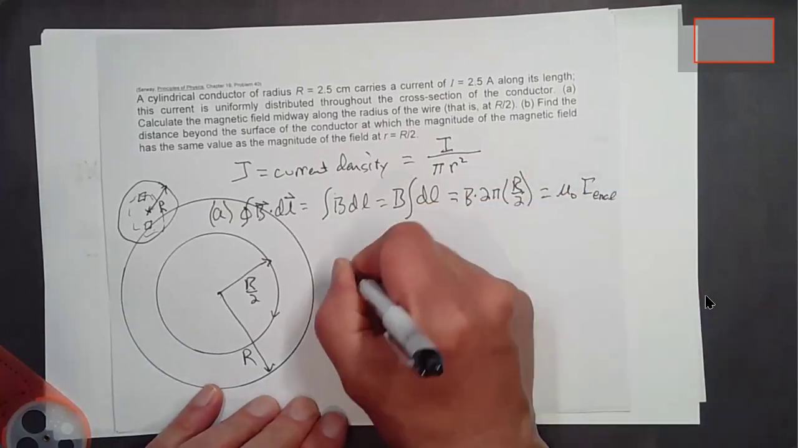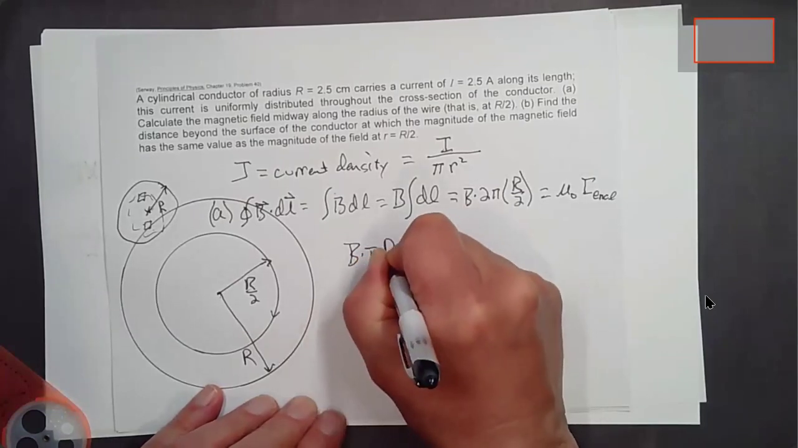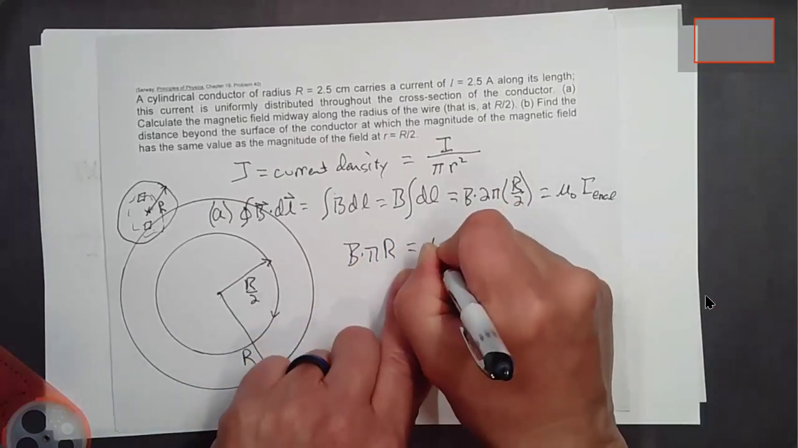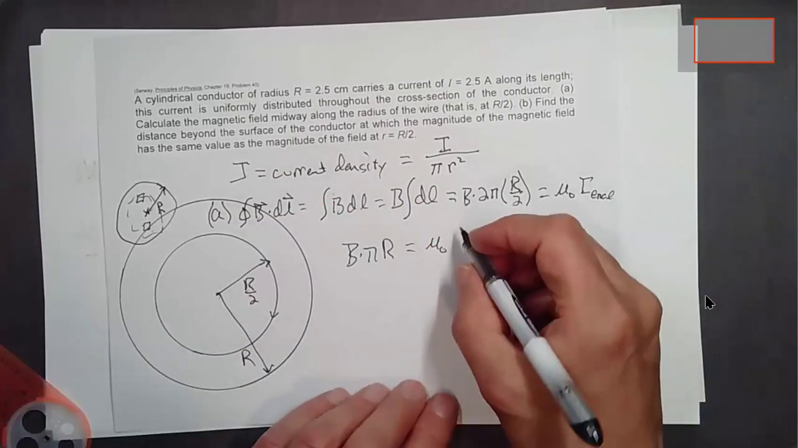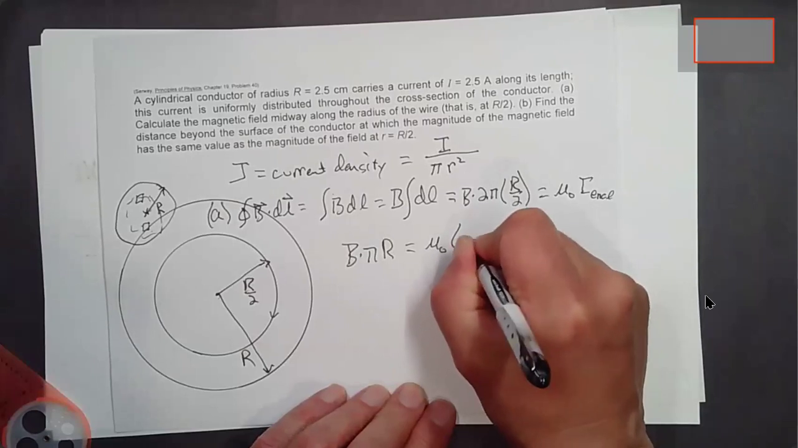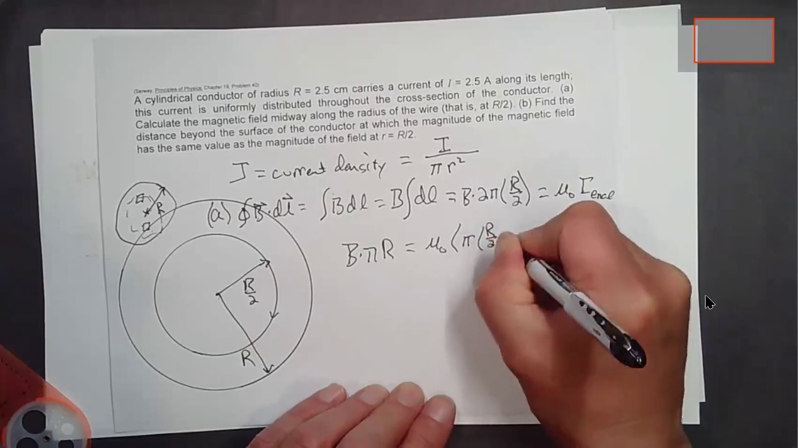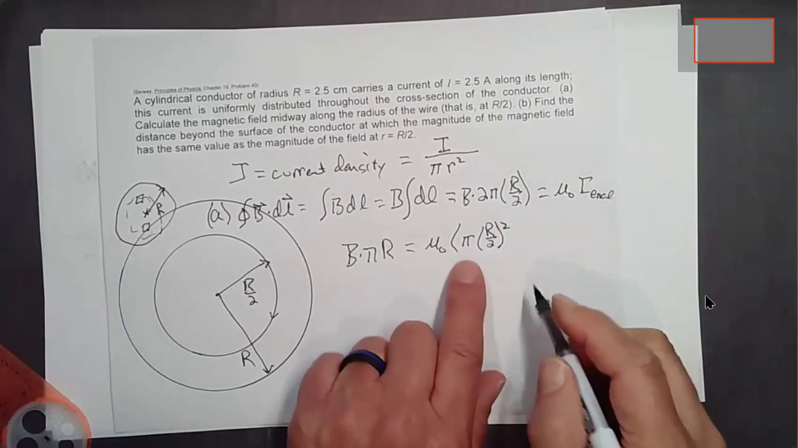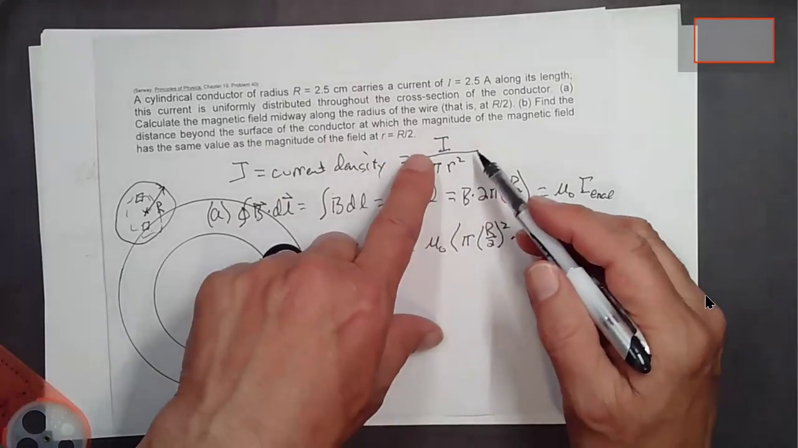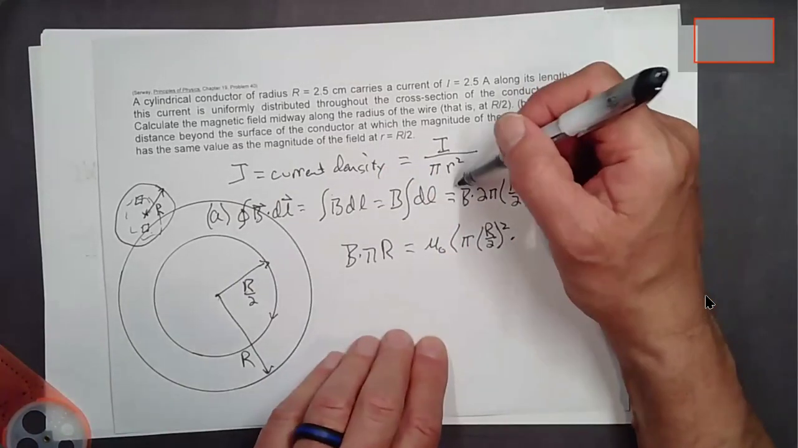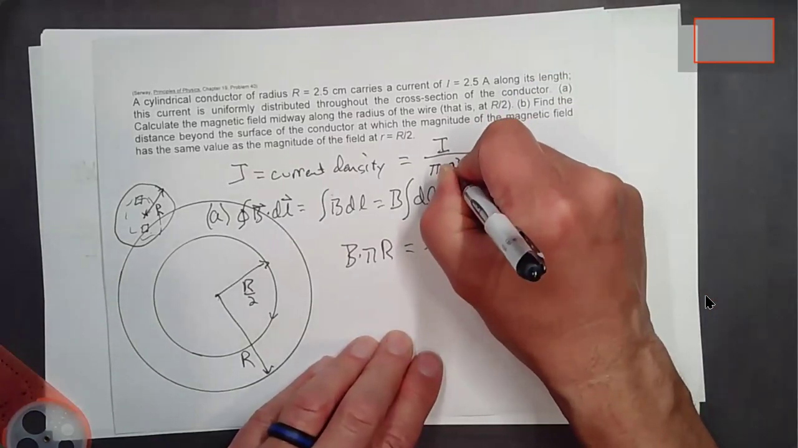Okay, and if I multiply this out, I get B times pi times capital R. And that'll equal mu naught. Well, what's the area of this thing? It's going to be pi times R over 2 squared. That's the area of a circle. And if I multiply that by my current density, oh, this should have been capital R squared.